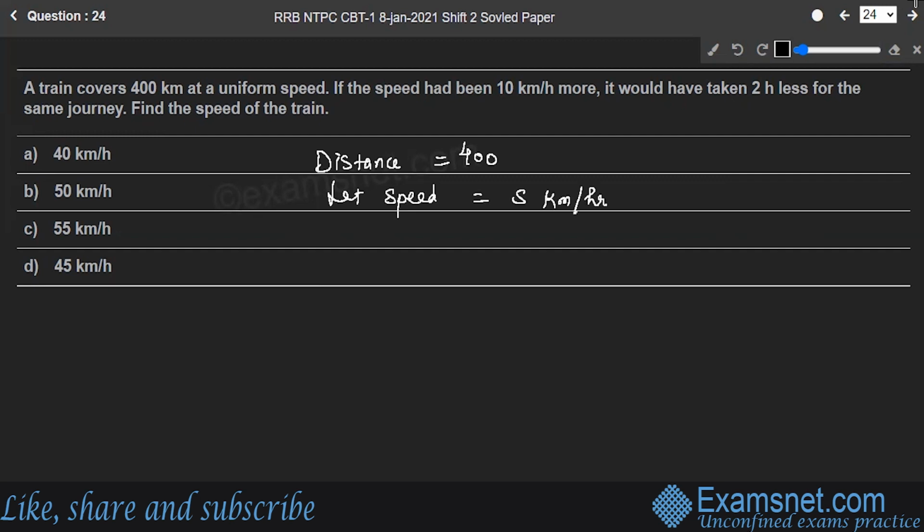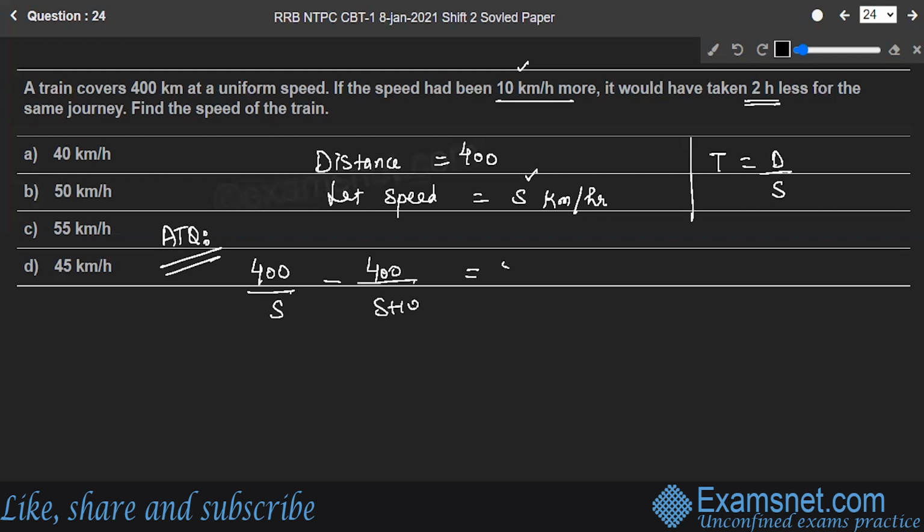kilometer per hour. So now it is saying if the speed would have been 10 kilometers more, it would have taken 2 hours less. You know the formula for time. It is distance upon speed. Now, look at this one according to the question very carefully. Time taken when he was traveling with the speed S, that is 400 upon S, and when he was traveling with speed of 10 kilometers per hour more, that is 400 upon S plus 10. The difference in the two timings is 2 hours, right?